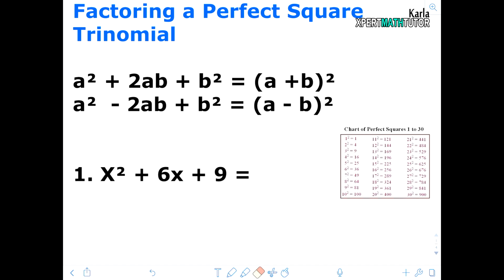When factoring a perfect square trinomial, we must use the formula a squared plus 2ab plus b squared, which equals a plus b the quantity squared, or a squared minus 2ab plus b squared, which equals the quantity a minus b squared.